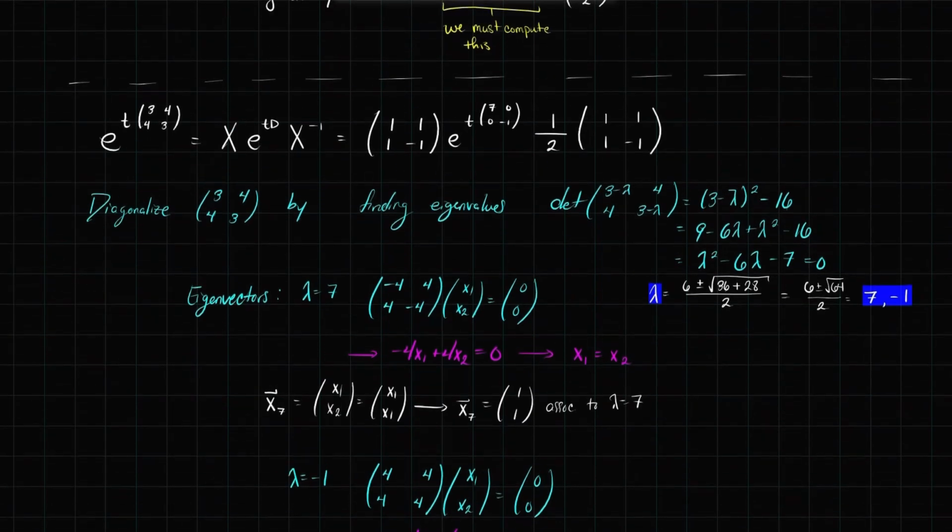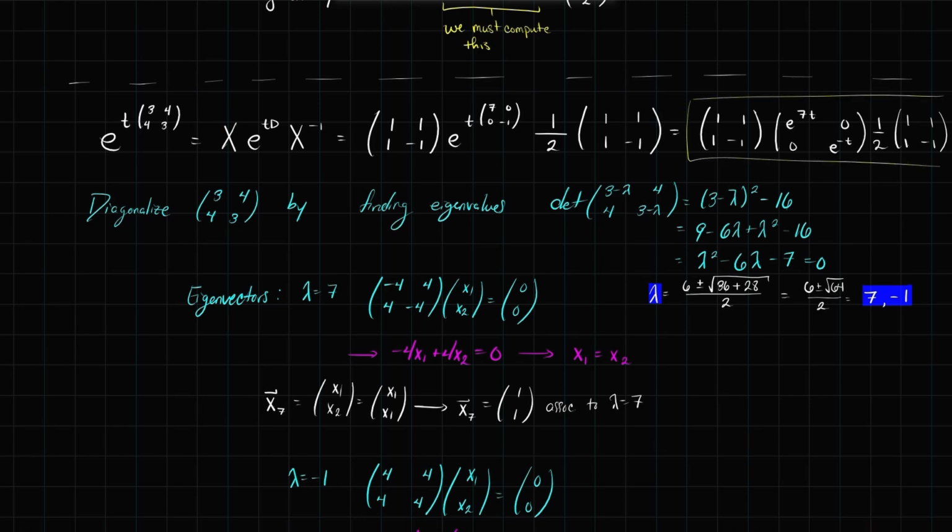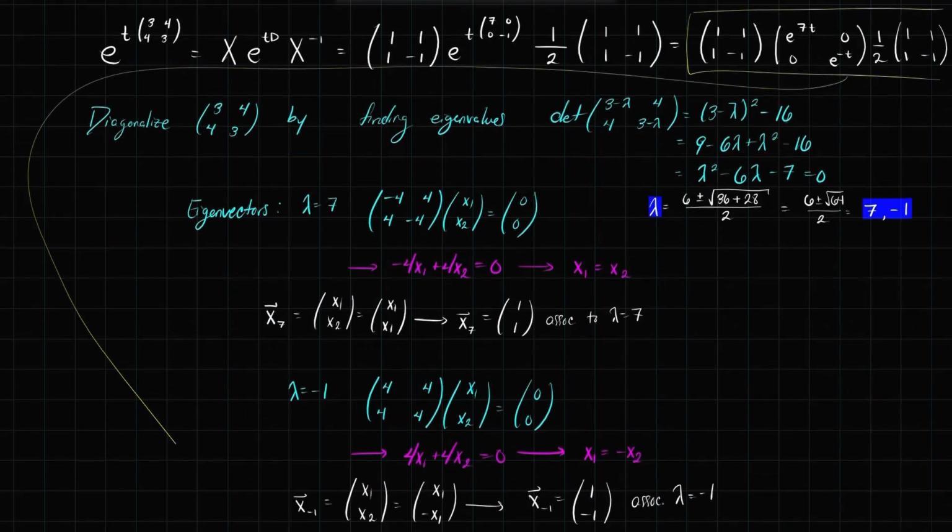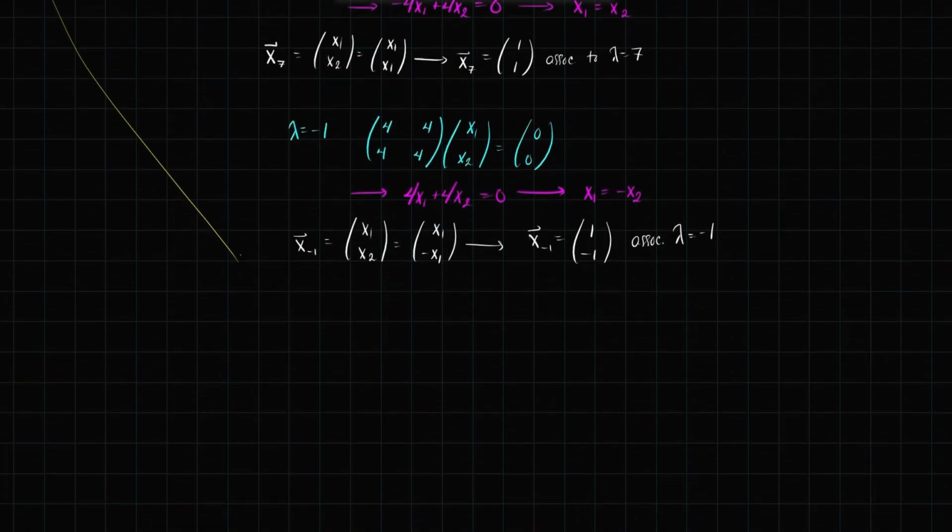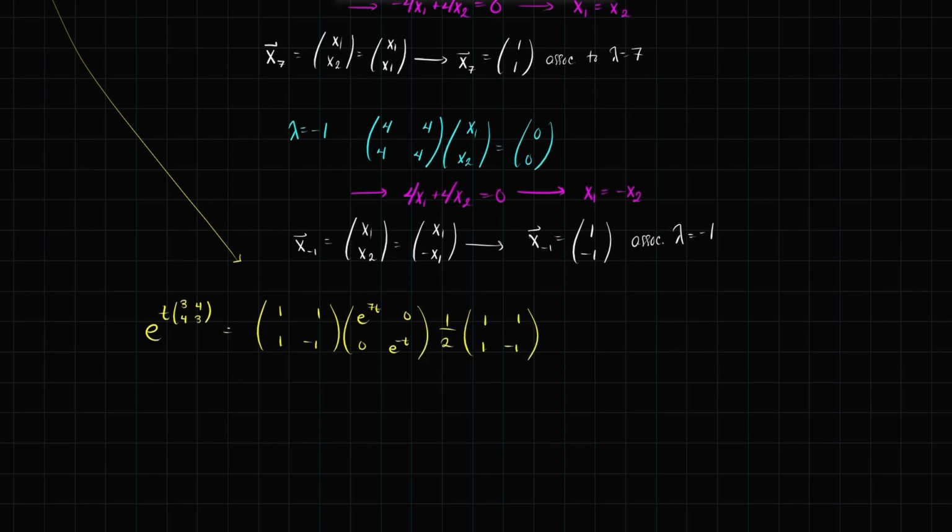So there's the diagonalization, and in fact I can compute one step farther because I know how the exponential and the diagonal works. We get e to the t times 7, or e to the 7t, 0, 0, e to the minus t, and then a 1/2, 1, 1, 1, negative 1. So I'm going to grab this and pull it down so we can write it out a little bit more. Our matrix exponential e to the t times 3, 4, 4, 3 was 1, 1, 1, negative 1, e to the 7t, 0, 0, e to the minus t, 1/2, 1, 1, 1, negative 1.